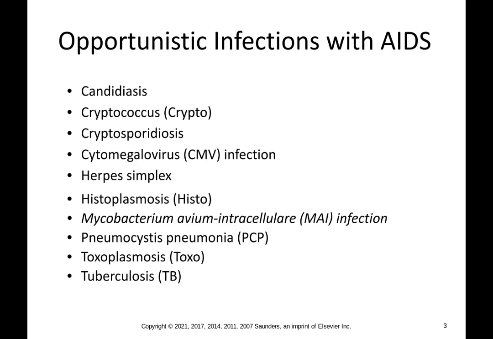There are many opportunistic infections that often affect individuals with AIDS, such as candidiasis, cryptococcus, cryptosporidiosis, cytomegalovirus, herpes simplex, histoplasmosis, Mycobacterium avium intracellular infection, pneumocystis pneumonia, toxoplasmosis, and tuberculosis.